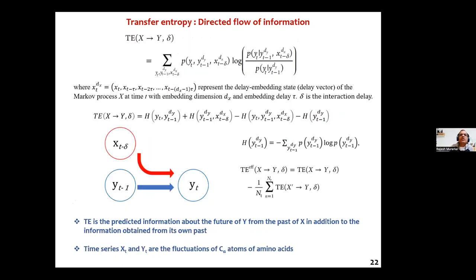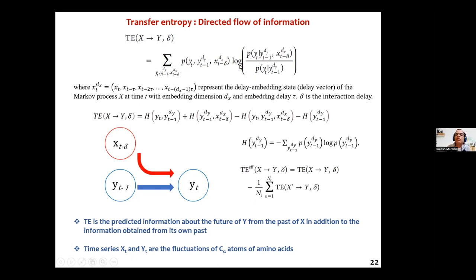And then to find the allosteric communications, we adopted a method known as the transfer entropy method. It gives you the directed flow of information. It quantifies the statistical coherence between two physical processes that evolve in time, and measures the information flow from the past of one physical process to the future of another. The definition of this transfer entropy is given by these conditional probability distributions and the joint distribution.